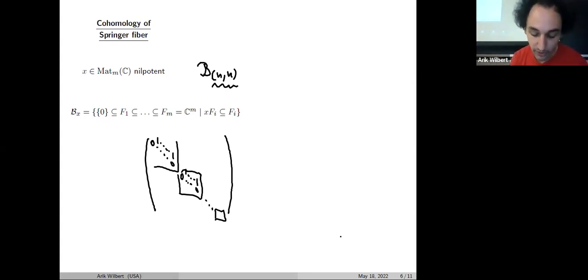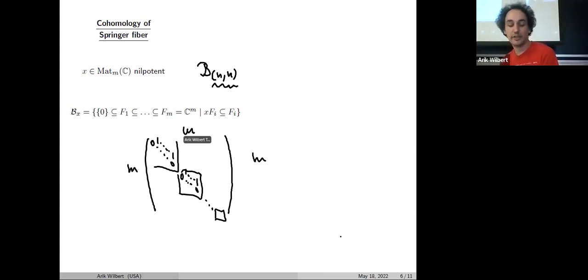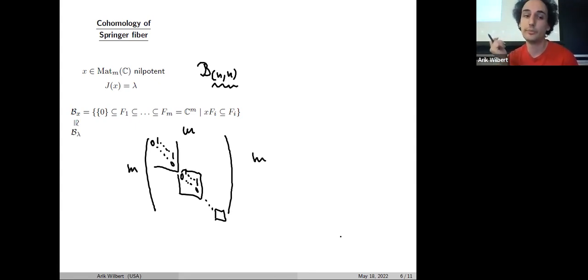And then the only thing that I have to record in order to specify a nilpotent is basically I have to give you a partition. So any partition of m, so this is an m by m matrix, is going to give me one of my nilpotent matrices up to conjugation. And why is that important? Because the Springer fiber actually just depends on the Jordan type of this nilpotent. So this J of X means the Jordan type. If the Jordan type is some partition lambda, then up to isomorphism of algebraic varieties, the Springer fiber only depends on the partition. And this is what explains this notation.